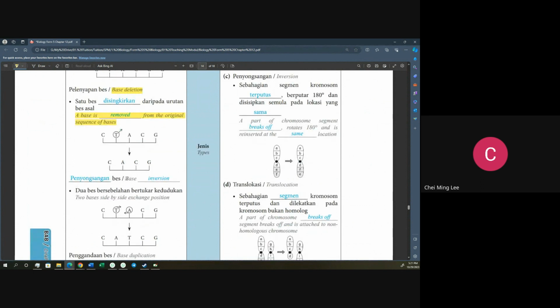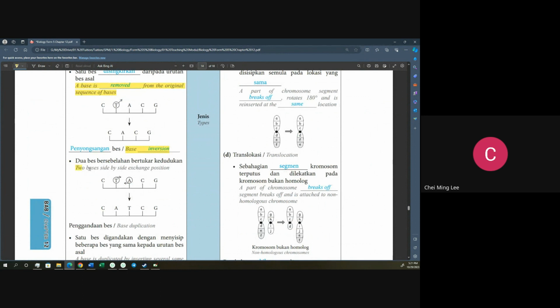And also the base inversion. Base inversion doesn't have any addition or substitution, but the places of the original bases change. Like this one, these two bases side by side change the position. Like this one, CTACG, T and A, they change the place, become CATCG.